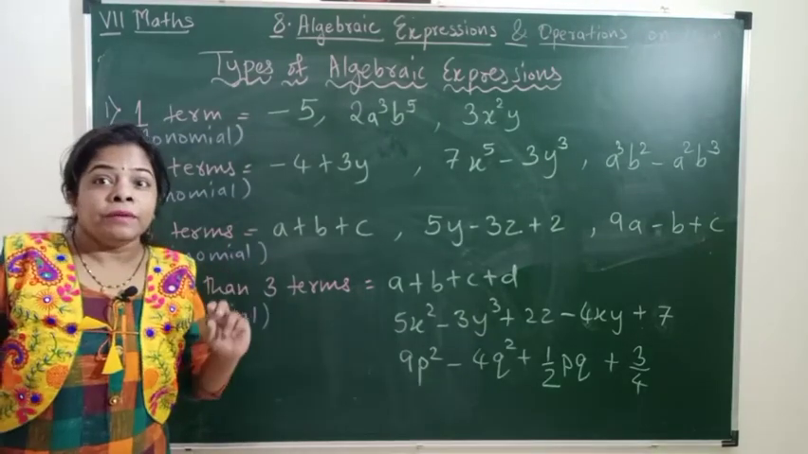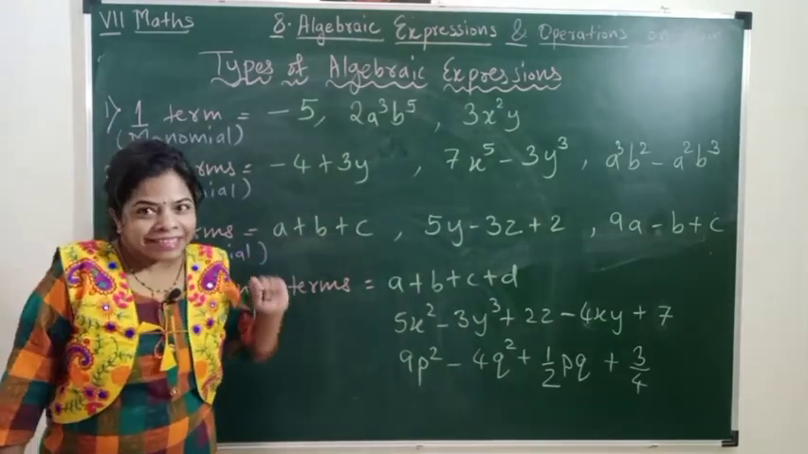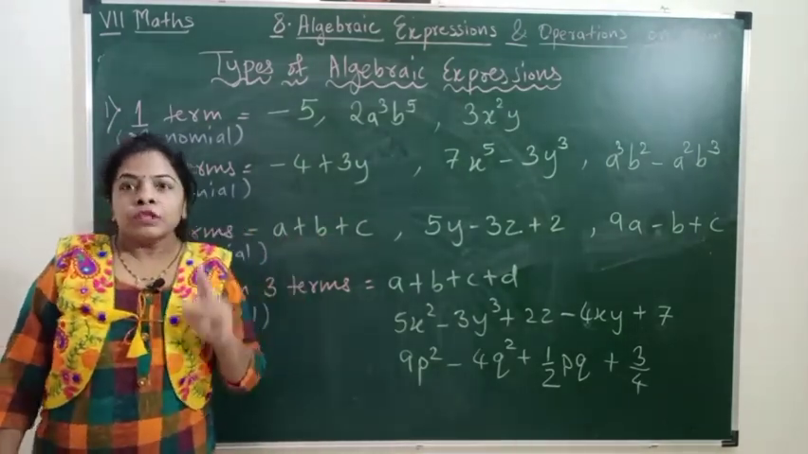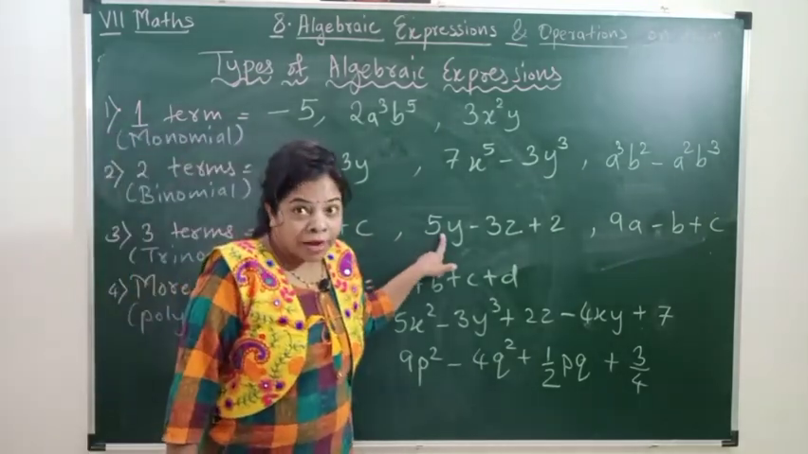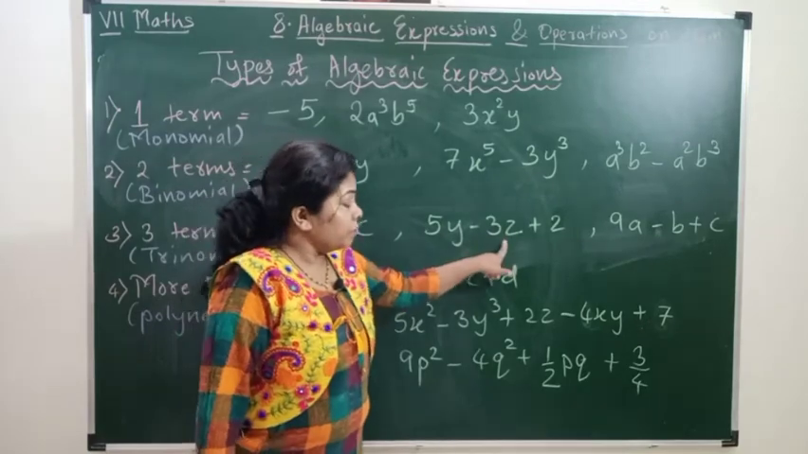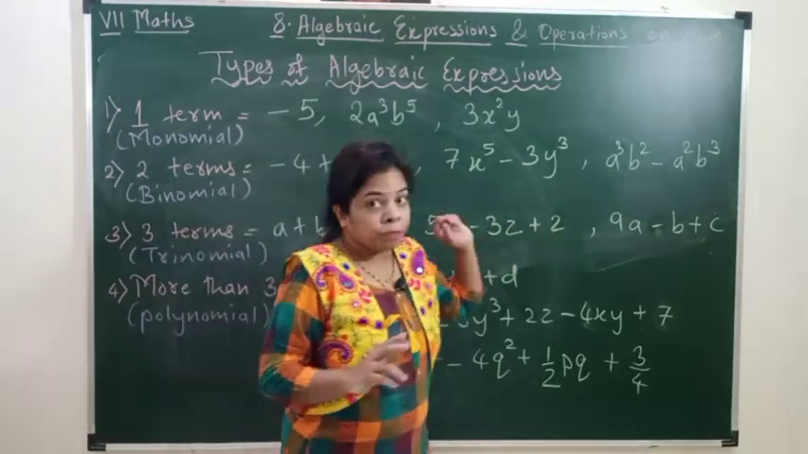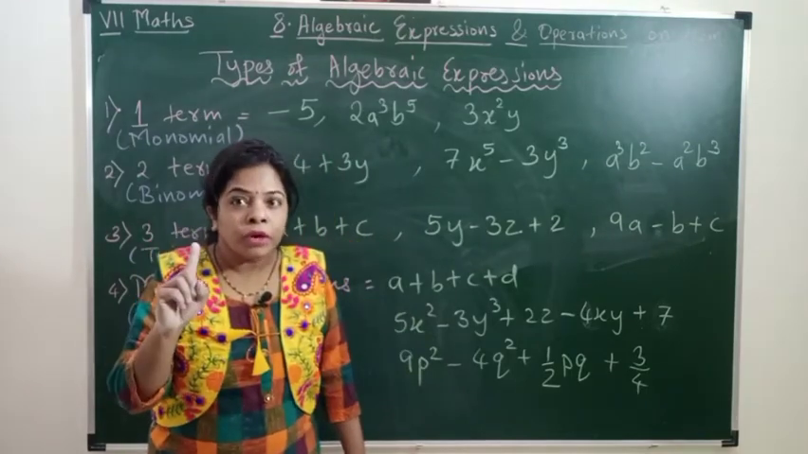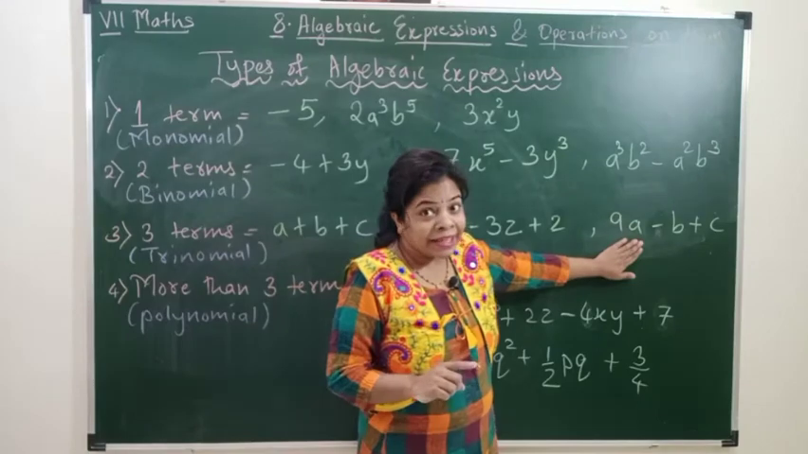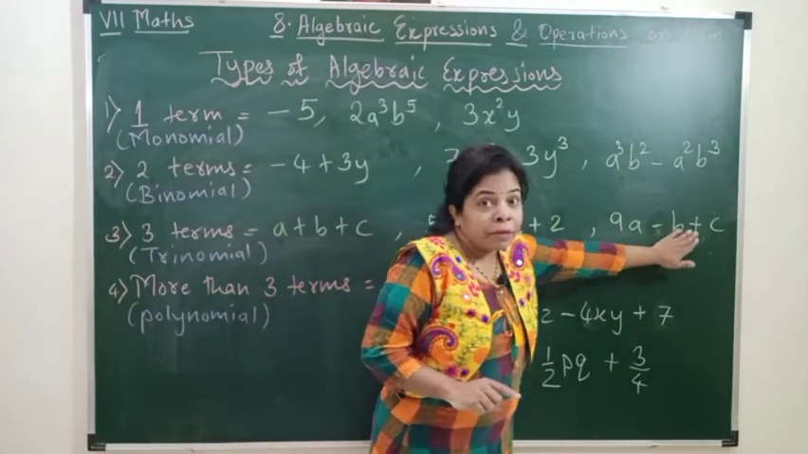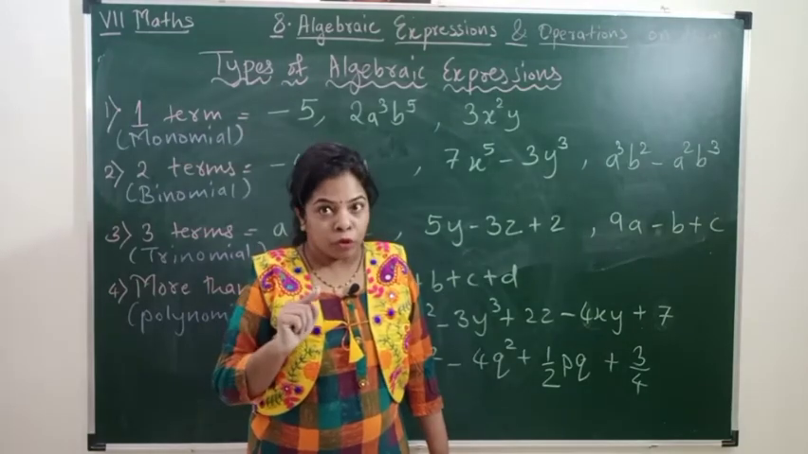When there are three terms in the expression, for example, a plus b plus c, there are three terms. So it is a trinomial. One term 5y, second term 3z, there is a minus sign, and third term 2. Three terms, so it is a trinomial. Again in the next example, 9a minus b plus c. There are three terms, so it is a trinomial.